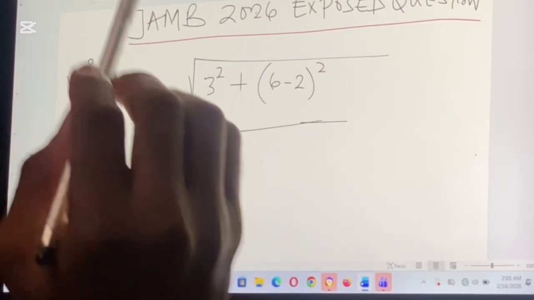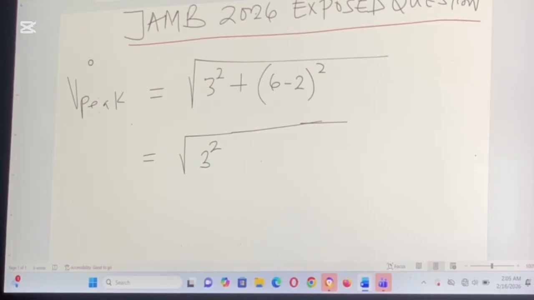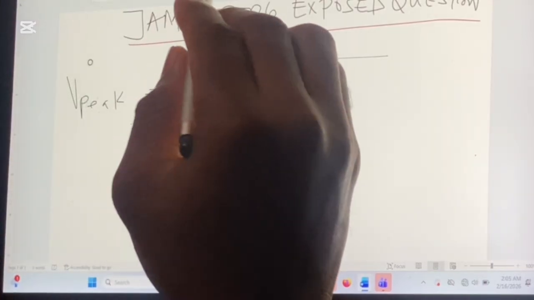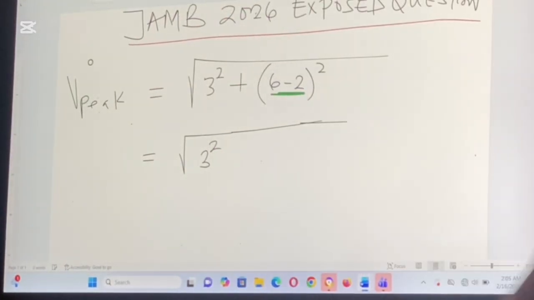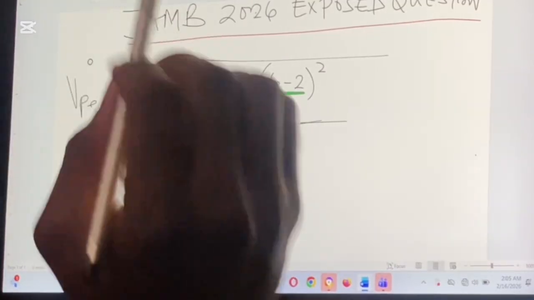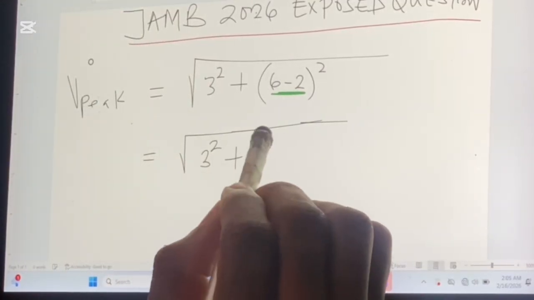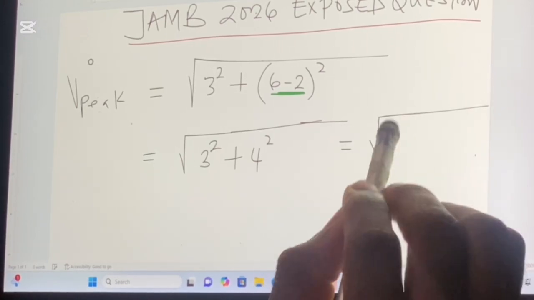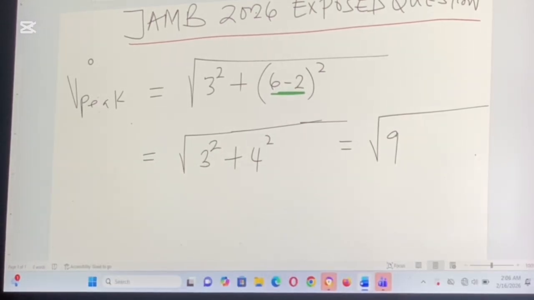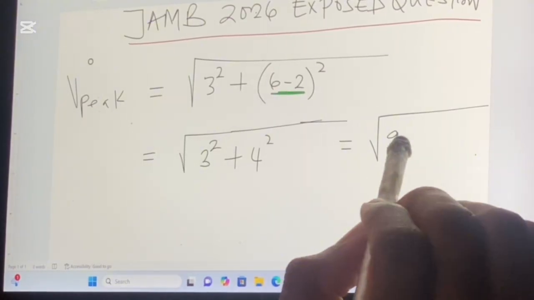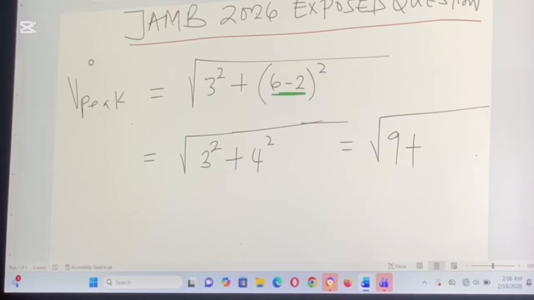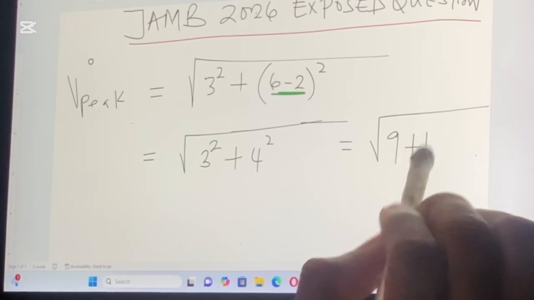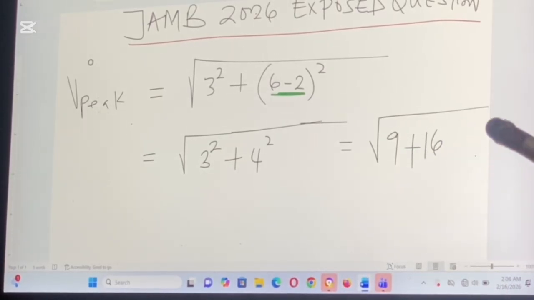Now in mathematics, whenever you have brackets open and close, you simplify what is inside the bracket before any other step. So let's simplify what is inside this bracket here. 6 minus 2 will give us 4. So I will have plus 4 all squared. 3 all squared simply means repeat 3 two times, which is 9. 4 all squared simply means repeat 4 two times, which is 16. So 9 plus 16 will give us 25.